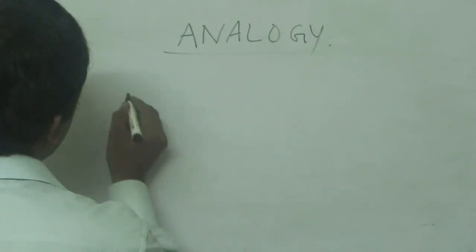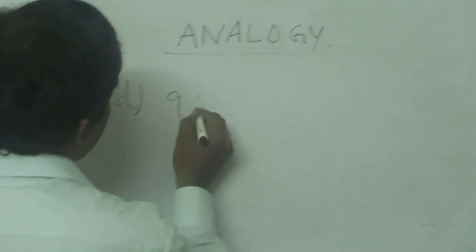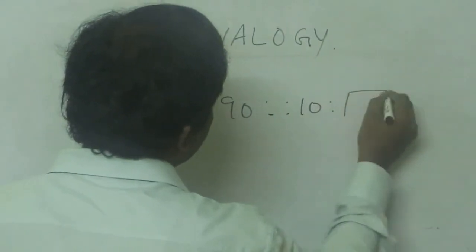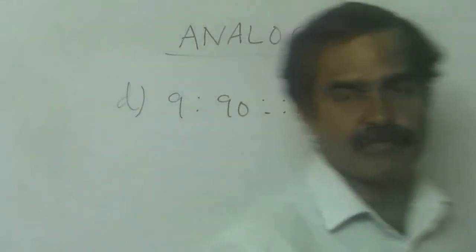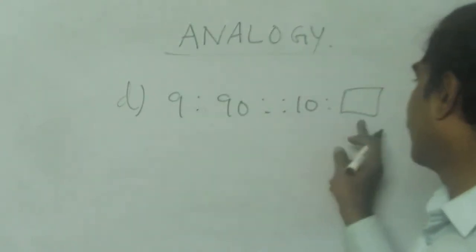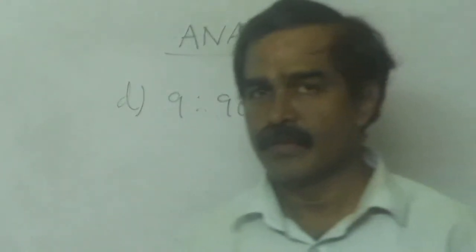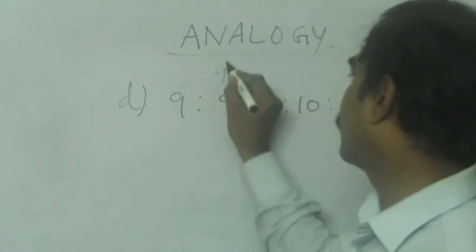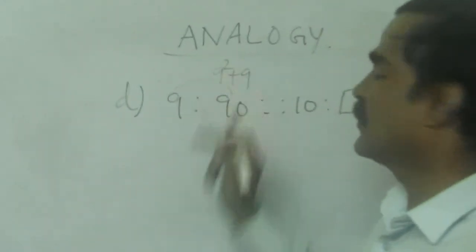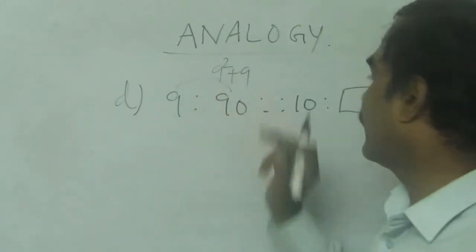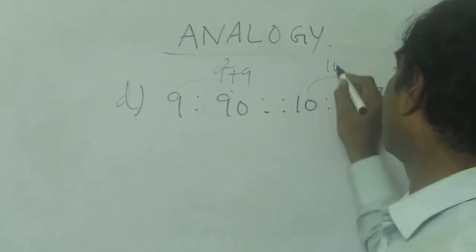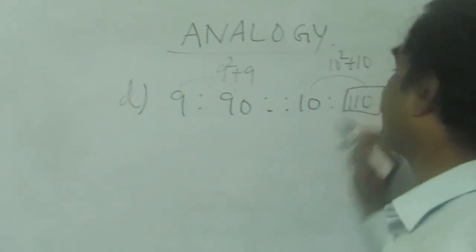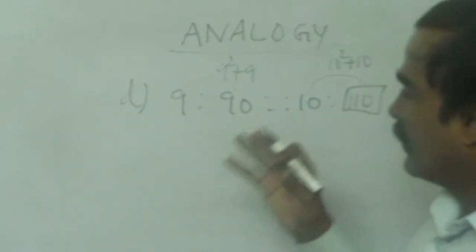Give your logic. If 9 becomes 90, 10 would become which number? Usually students say that 9 tens are 90, 10 tens are 100. That would be the first option. But don't go for that. How to think differently? This is 9 square plus 9. What is 9 square? 81. 81 plus 9, 90. Obviously this number is 10 square plus 10. 100 plus 10, 110.